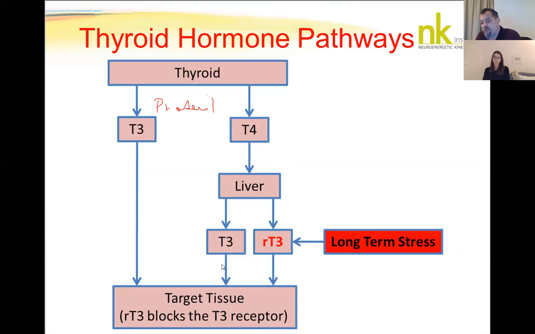And so here you've got where the target tissue is, where again, you get a competition between the reverse T3 and the T3 to occupy the receptors. So you know, the competition between T3 and reverse T3 takes place in the liver and in the target tissue.